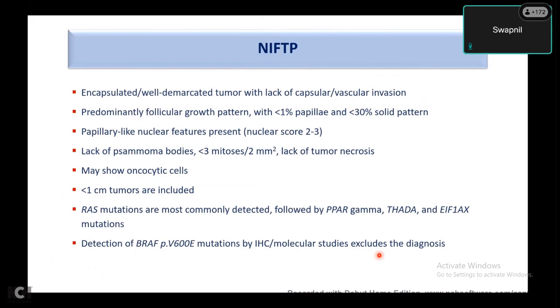The very purpose of this is that we want to keep this entity as pure as possible, because it has excellent prognosis. It has no need for any node dissection, and practically the lobectomy is the cure for this particular disease. Okay, so this has to be kept in mind, that we essentially cannot give a diagnosis of NIFTP on H&E alone. Yes, sure. It is a very important point. Yes, we have to go for molecular test also.